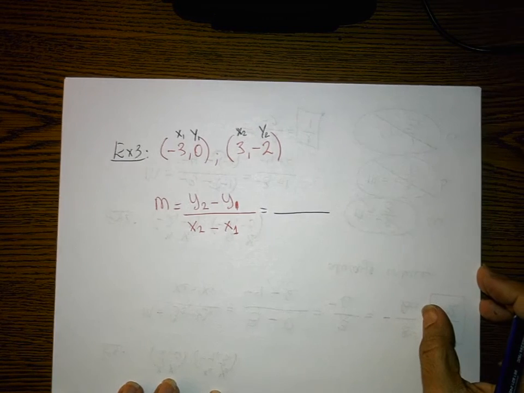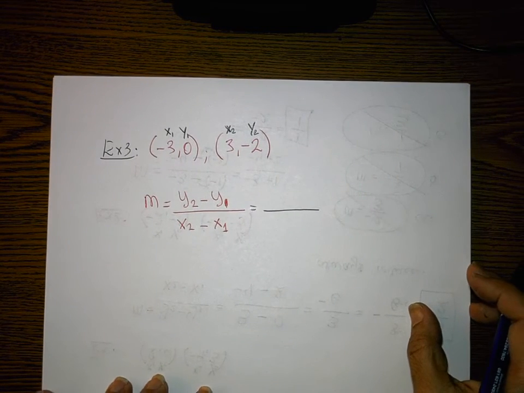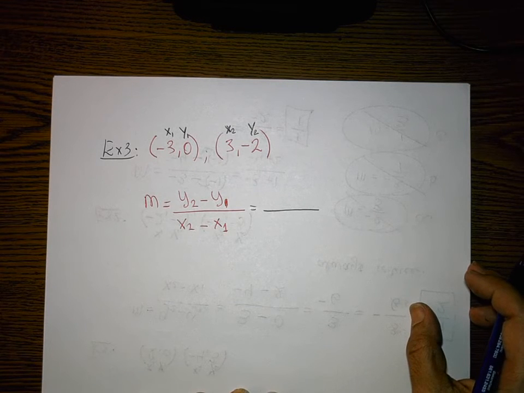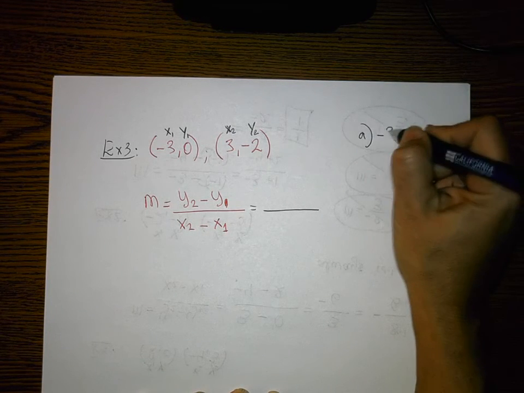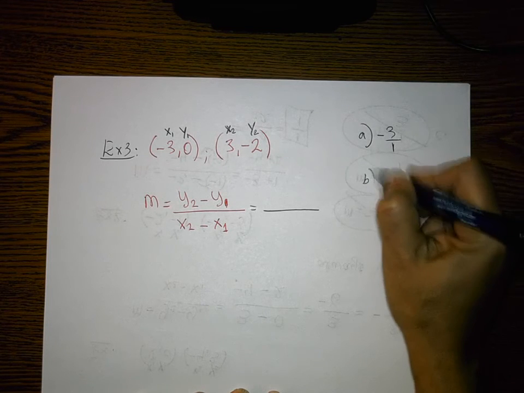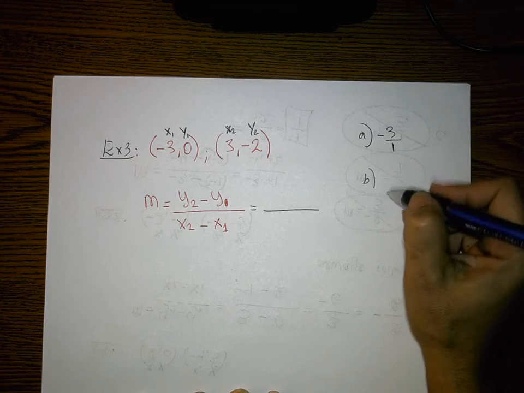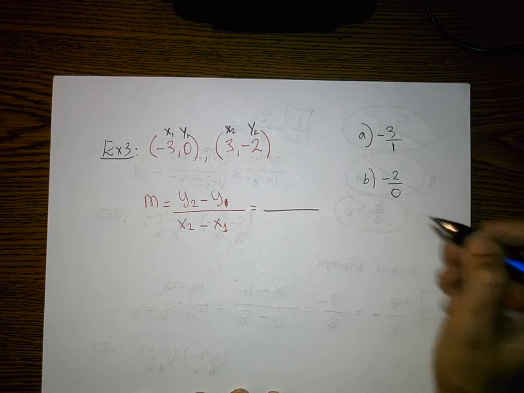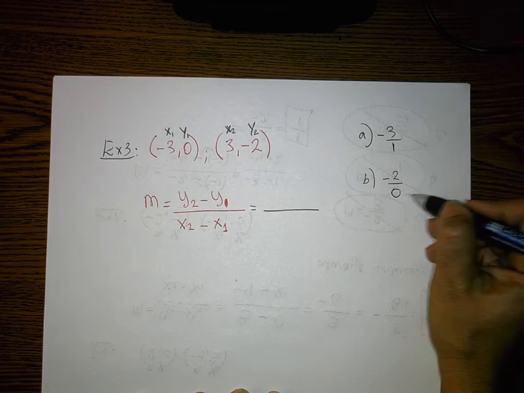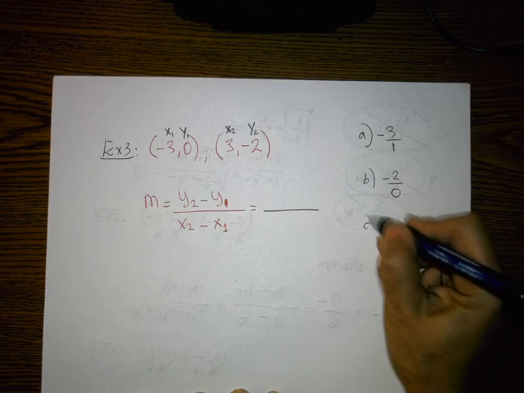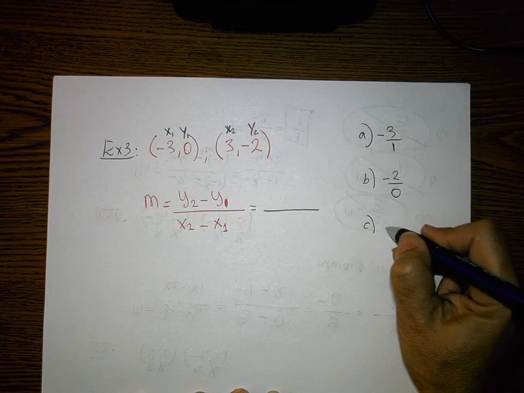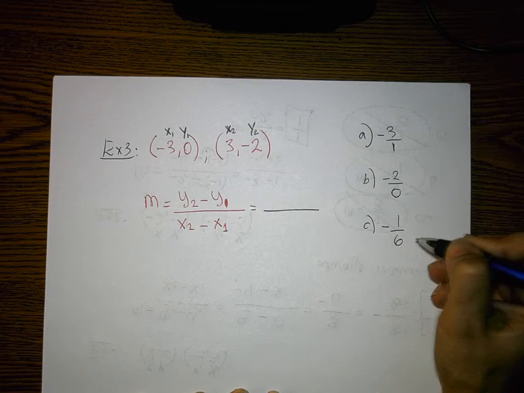You guys are super fast at this. Hopefully you don't make a lot of mistakes. Colton, what is your answer? Student A: negative 3 over 1. Student B: negative 2 over 0. Ugh, that's scary because we got 0 in the denominator. Student C: negative 1 over 6. Negative 1 over 6. Okay.